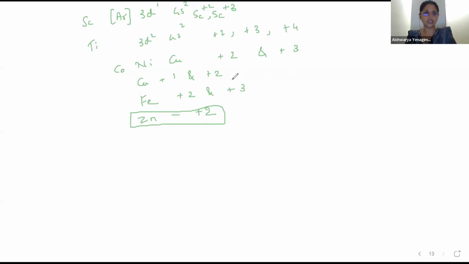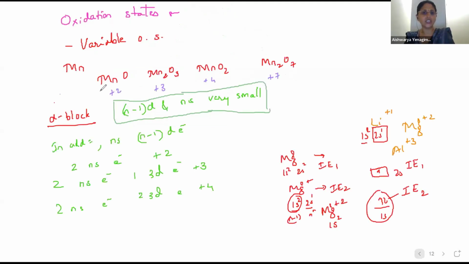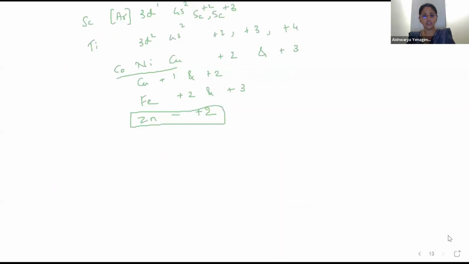But at the beginning of each series, fewer oxidation states are shown because of fewer unpaired electrons in 3d. And at the end also, fewer oxidation states because of fewer unpaired electrons. But in the middle of the series, like Mn that you saw in the previous slide, +2, +3, +4, +7, so many oxidation states can be shown. In each series, the common oxidation state shown by any transition element is +2.